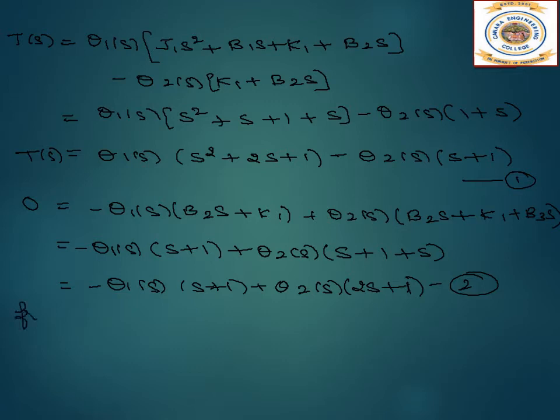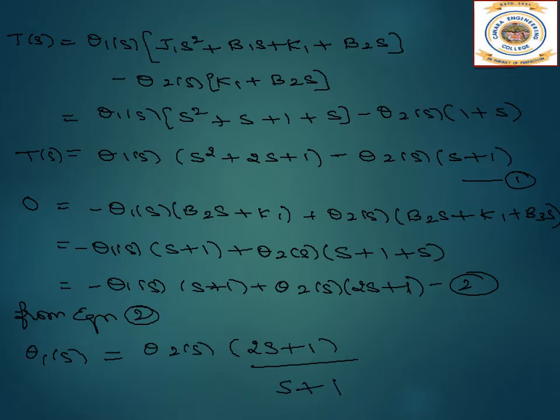Now considering equation 2, let us get theta 1 in terms of theta 2 of s, because we need the transfer function theta 2 of s by T of s. So theta 1 of s will be equal to theta 2 of s into 2s plus 1 divided by s plus 1. Now this equation 3 we need to substitute in equation 1. So substituting equation 3 in 1, what do we get?